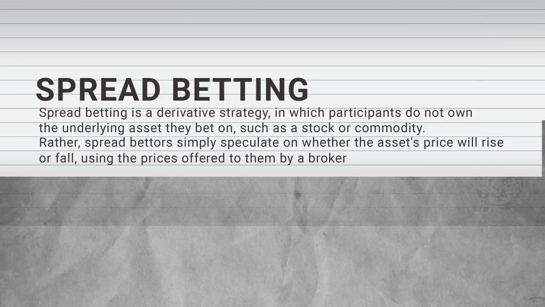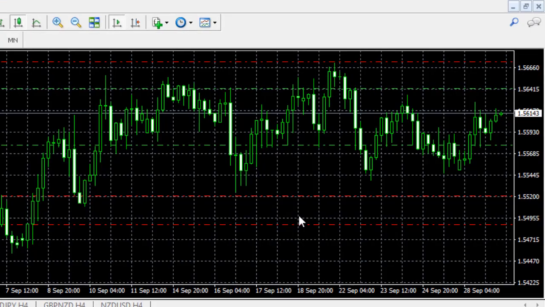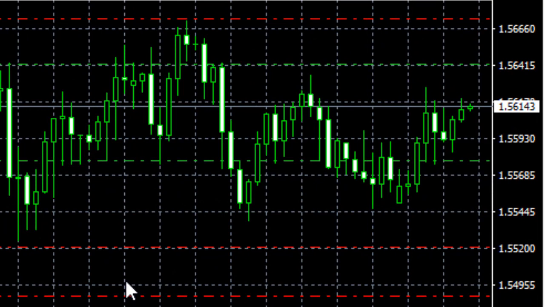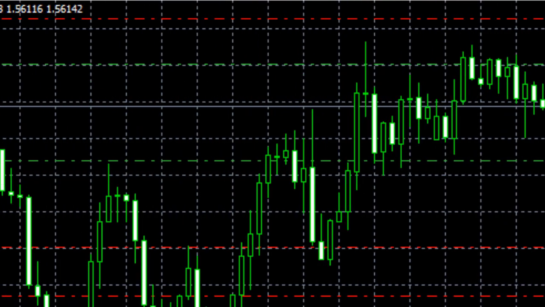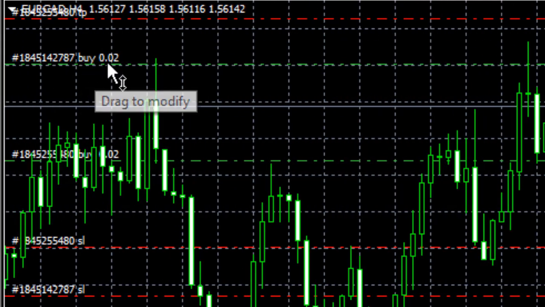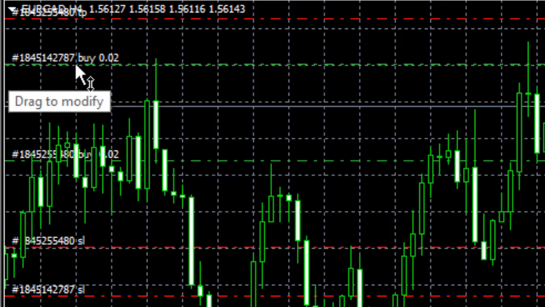Let me show you so that you can understand what I'm saying much better. This is my chart on the MetaTrader Client Terminal, and I am in this pair called EURCAD, that is Euro versus Canadian dollar. Look at the orders. I placed a buy here. And what do you see here? 0.02, and this is the ticket number for the order.